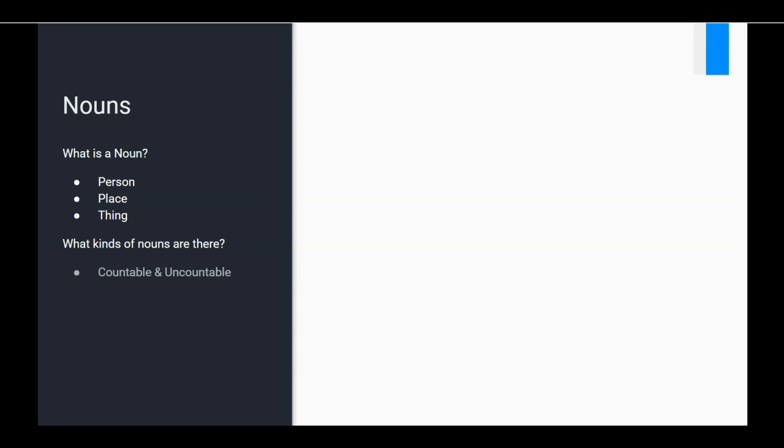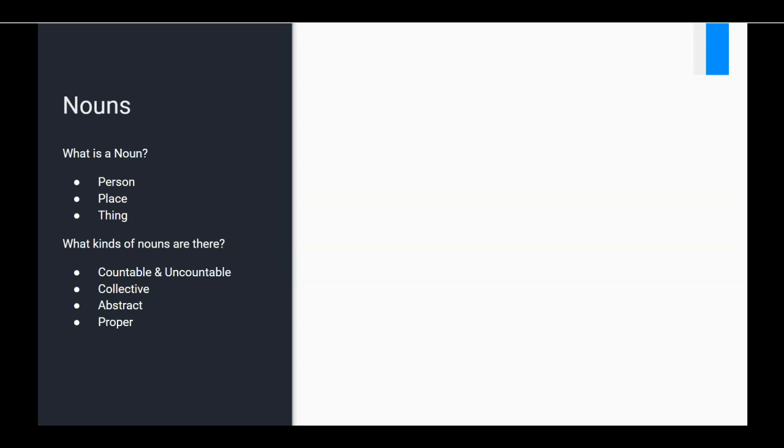So let's get started. What is a noun? Well, a lot of us probably know that a noun is a person, place, or a thing. What kinds of nouns are there? Well, there's lots of different ones, but some of the big kinds of nouns would be countable and uncountable nouns. There are also collective nouns, there's abstract nouns, and indeed there are proper nouns.